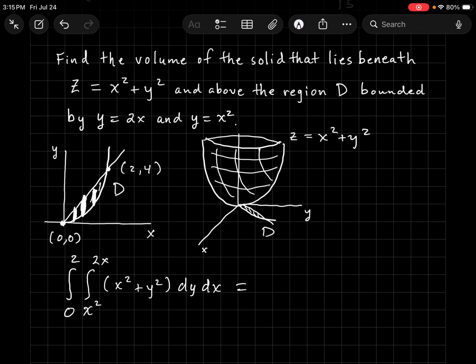Now that we have the setup, we can integrate. Let's integrate with respect to y first, and let's be careful. We have 0 to 2, and then integral of x squared with respect to y is going to be x squared y. The integral of y squared with respect to y is y cubed over 3. And then from x squared to 2x. And finally dx.